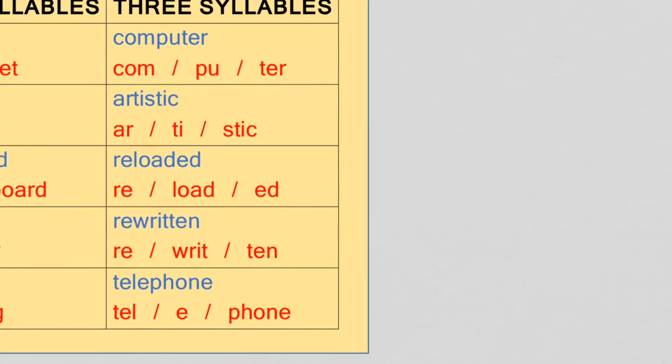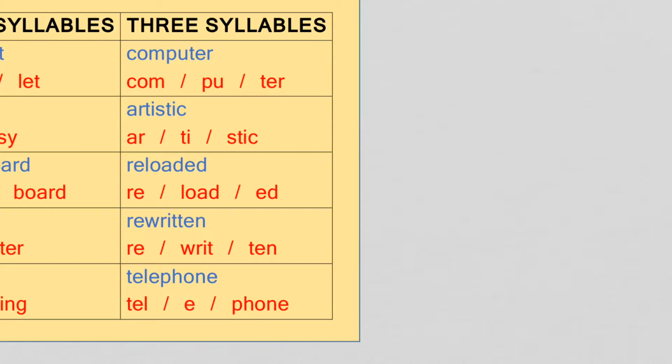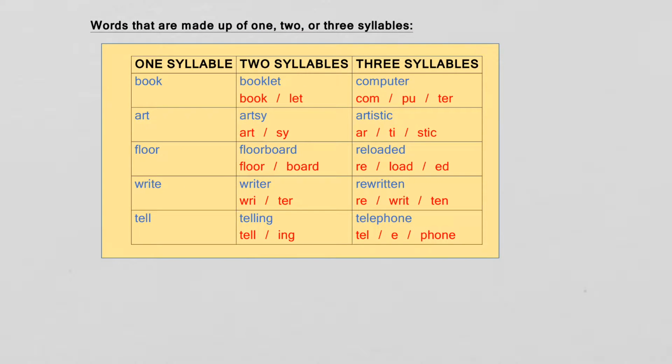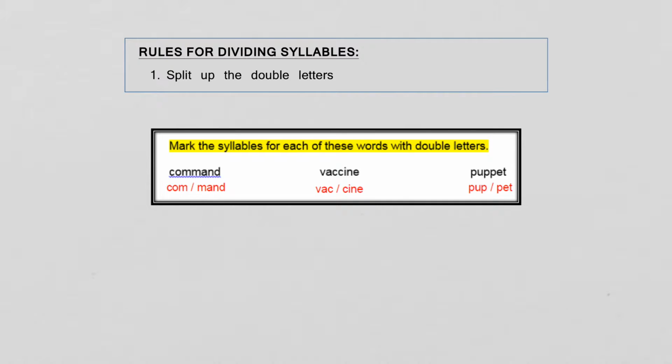Some three-syllable words. We have computer, artistic, reloaded, rewritten, telephone. So let's get into the rules for how we divide words into syllables.